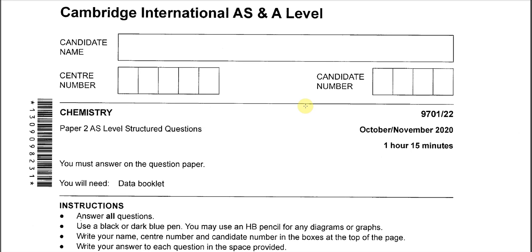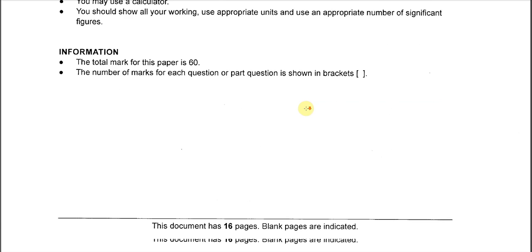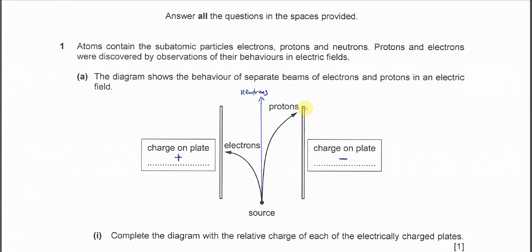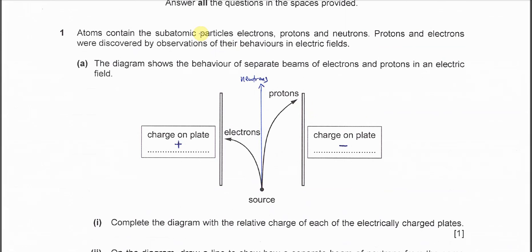October-November 2020, Paper 2, Variant 2. Question 1. Atoms contain subparticles like electron, proton, neutron.